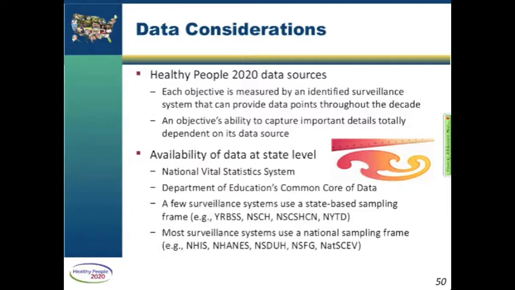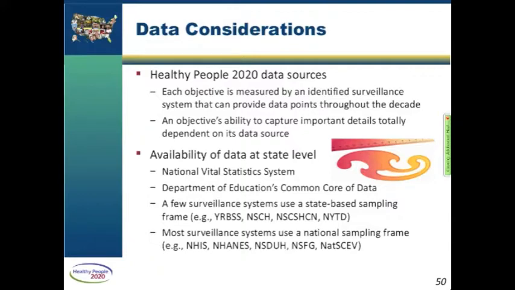A few surveillance systems use a state-based sampling frame. For example, for states that participate in the Youth Risk Behavior Surveillance System, those data will be available by state. The National Survey of Children's Health and the National Survey of Children with Special Health Care Needs both use a state-based sampling frame.